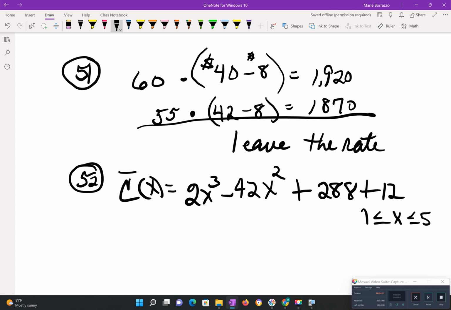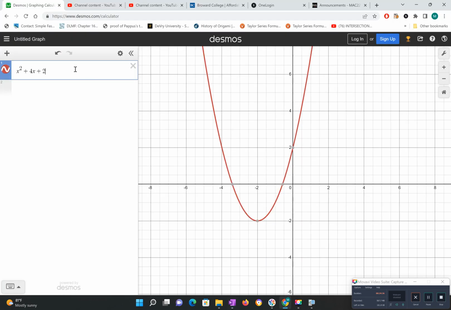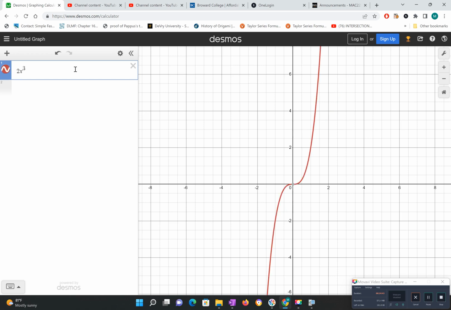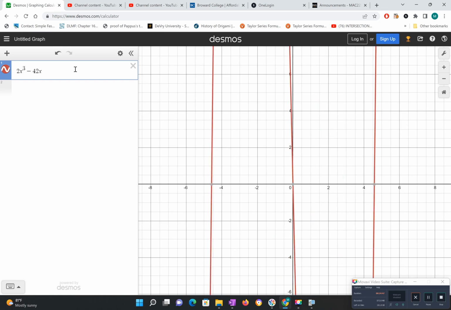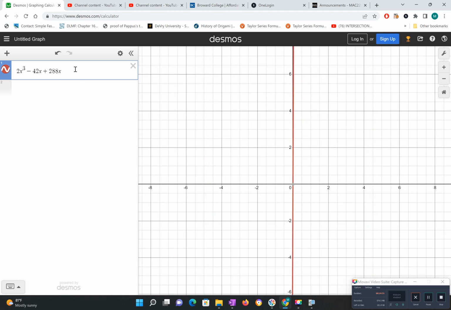If you simply graph this, you can actually solve this quite easily. So again, one of those questions where if you go to Desmos, we're going to throw this in here into Desmos. So we have 2x raised to the third minus 42x plus 288x plus 12.